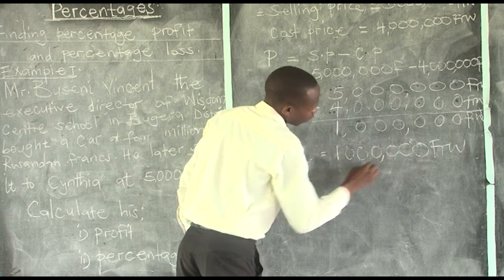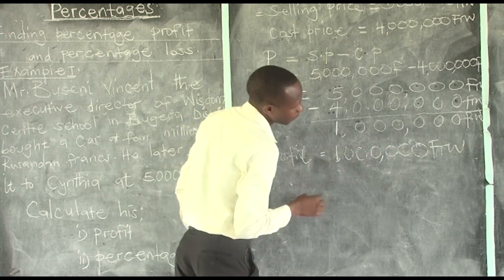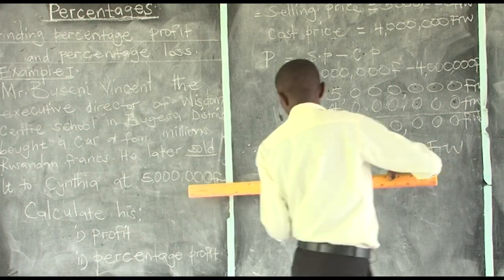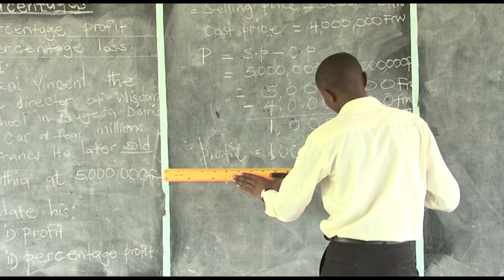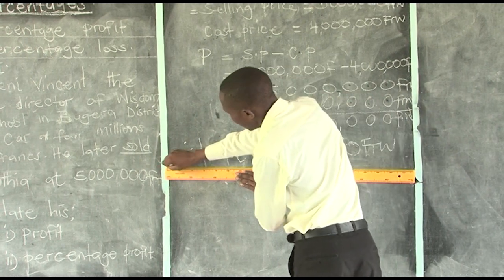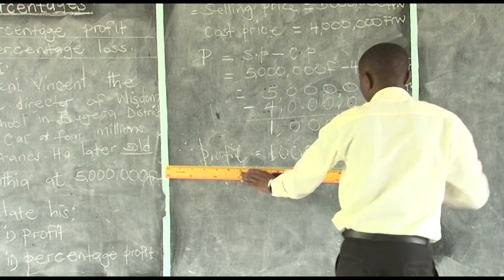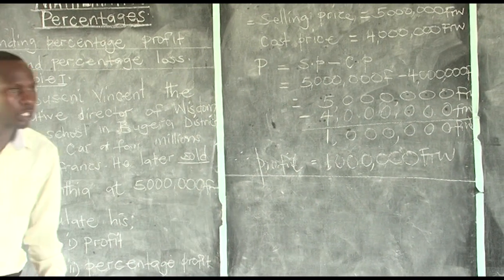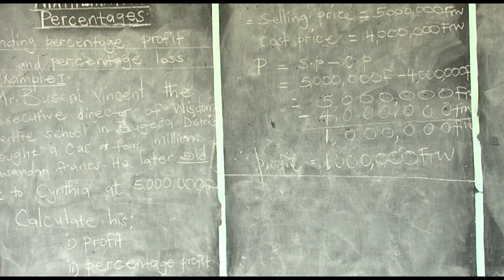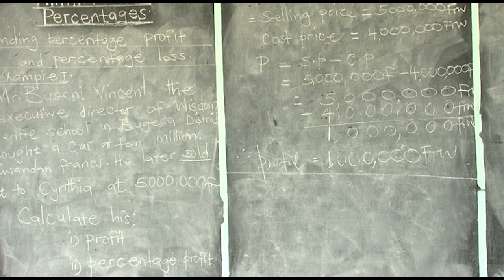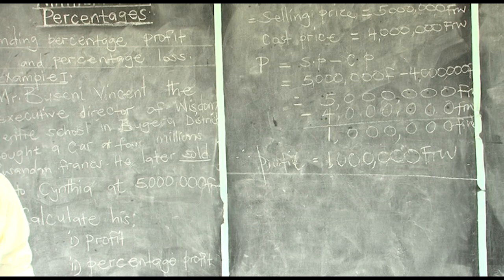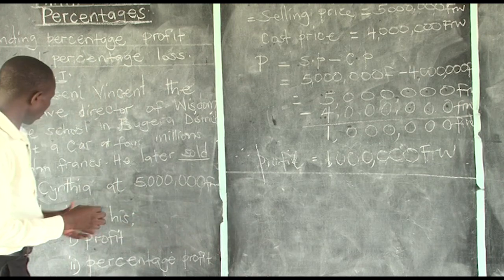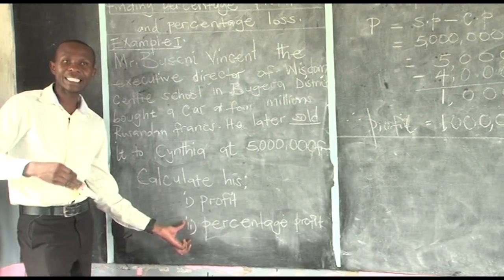1, 2, 3, comma, 1, 2, 3, comma. Then after that, I'll get my ruler and I will underline my answer. So after underlining my answer, when you look at it, we have got 1 million as our profit. So after getting 1 million as our profit, what else are we supposed to look at? They want us to look at how to find the percentage profit.